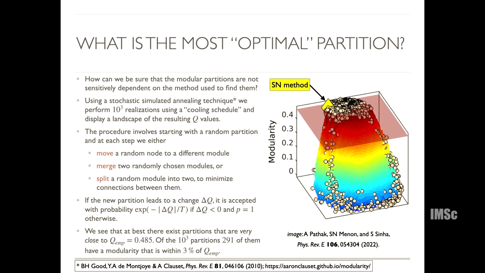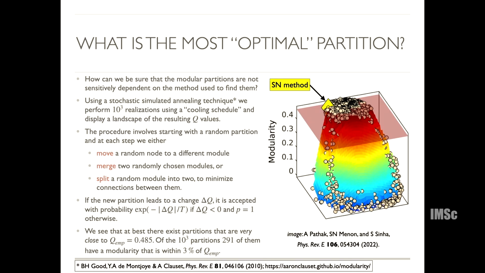To answer that very specific question, what we did was we used this technique, which is explained in nice detail in this paper over here, and you can check out this website as well for more information. We used a simulated annealing technique wherein we basically start with some random partition, okay, and then at each step we do one of a couple of things. We either move a random node to a different module. So again, the modules already exist, right?